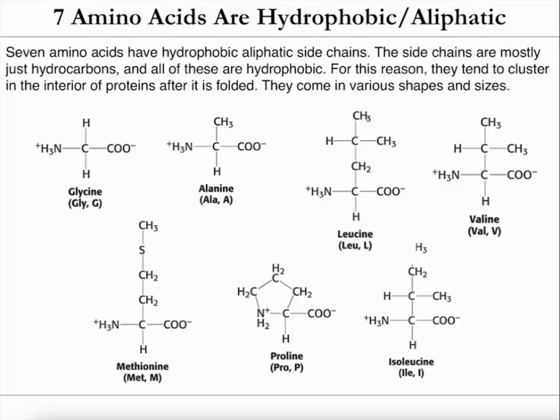But these are the 7 amino acids that are hydrophobic and aliphatic. So the first one is this one called glycine. And so it's the simplest amino acid. It actually doesn't have chirality because it's not attached to 4 different things.